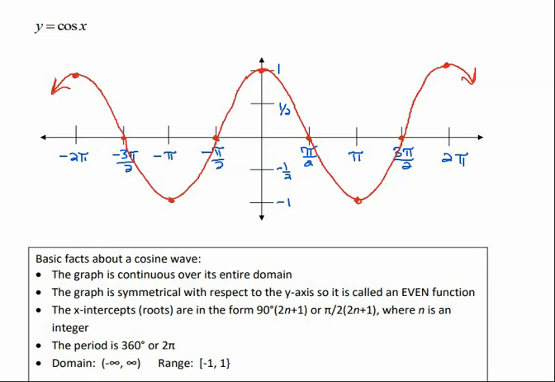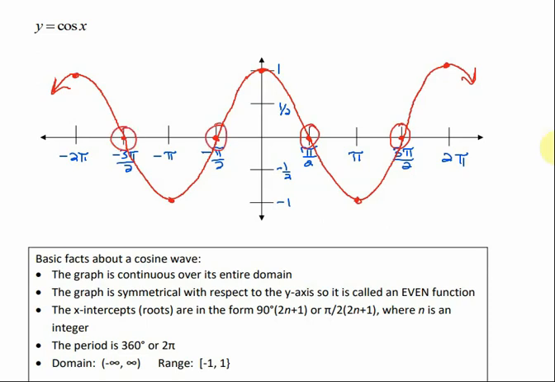So some facts about the cosine wave or curve is that it's continuous over its entire domain. The graph is symmetrical with respect to the y-axis, so it's an even function. If you'll remember what that means, if we were to fold it on the y-axis, then it would be symmetrical. The x-intercepts, or the roots, are in the form of pi over 2 times 2n plus 1. So it starts at pi over 2, and then we add pi to that, and that's where all of the roots would be.